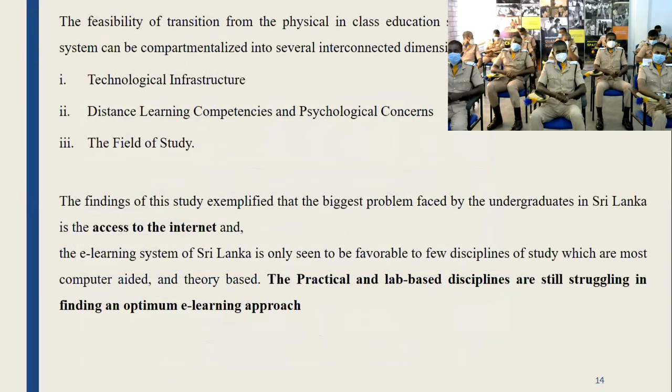Out of the three factors, the technological infrastructure, distance learning competencies and psychological concerns, and the field of study, you can see the biggest problem faced by the undergraduates in Sri Lanka is access to the internet. At the same time, not having satisfactory technological devices is another problem that they have faced. Apart from that, according to the responses of the students, the e-learning sessions have been mainly favorable for the few disciplines which are computer-aided and theory-based. The practical, lab-based, and design-based modules are still trying to find an optimal e-learning approach.